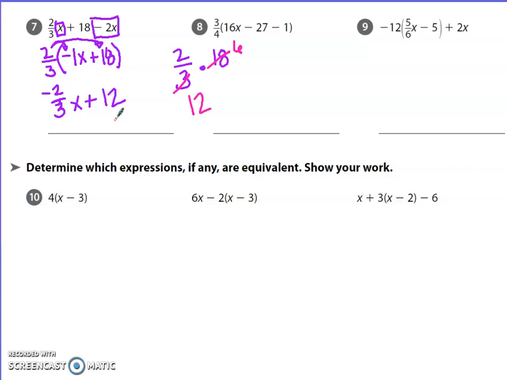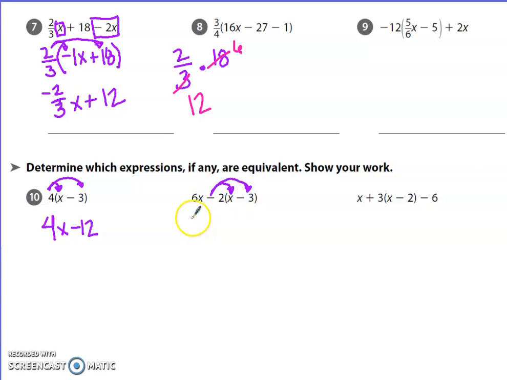Let's look at number 10. Determine which expressions, if any, are equivalent. Show your work. So we need to figure out if any of these 3 are the same. All we can do here is distributive property. 4x minus 12. This one's a little different. We're going to do distributive property still.